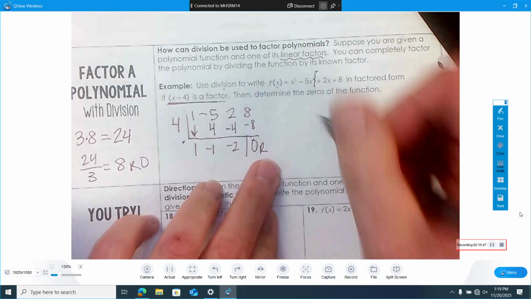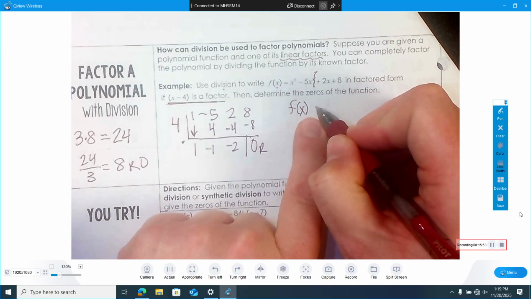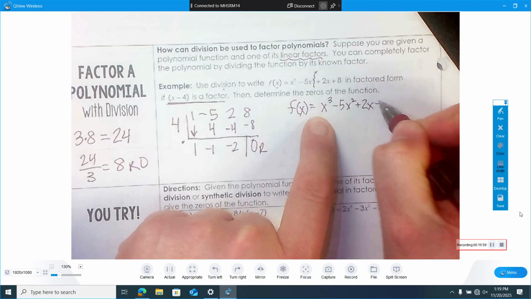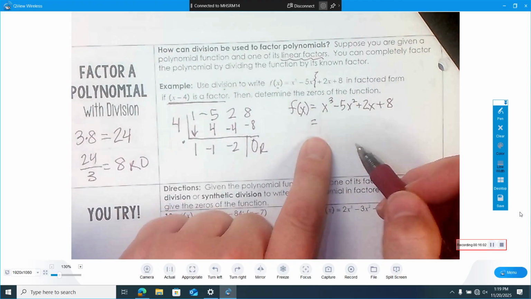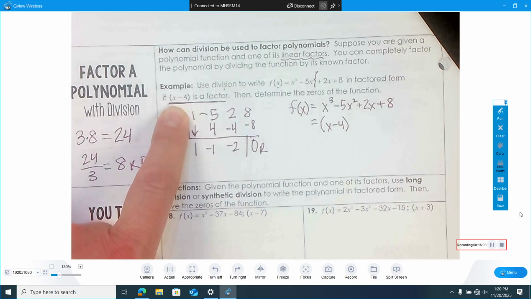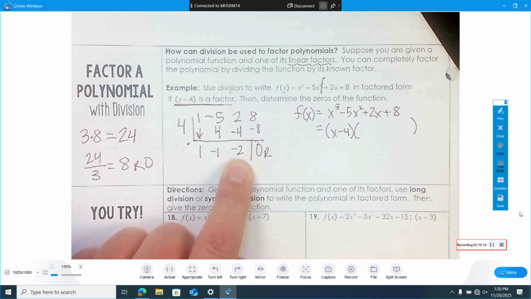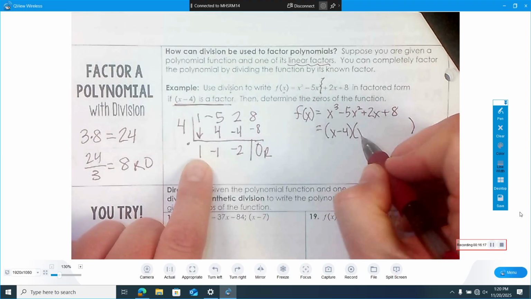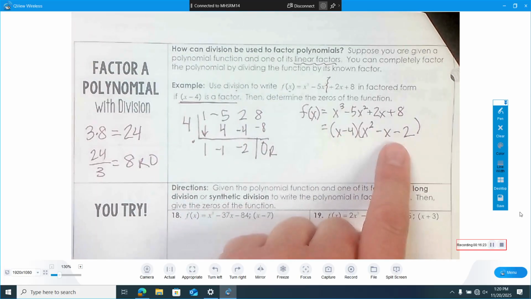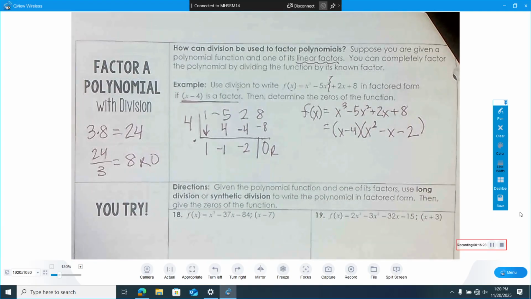And so it turns out that if I want to rewrite this function, f of x equals x cubed minus 5x squared plus 2x plus 8, what we just did is we said, hey, when we divided by x minus 4, the leftover quotient here is x squared minus x minus 2. So if I take my bubble times this quotient, you would multiply together and we'd get that. Yeah? Okay.